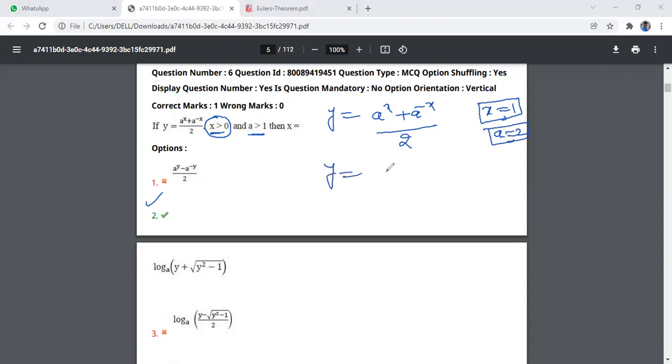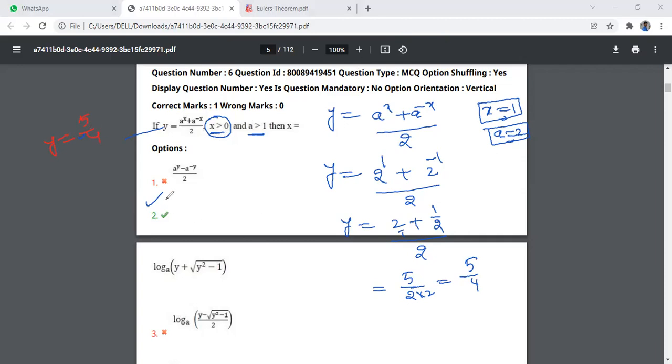Y is equal to, in place of a I have to take 2, in place of x I have to take 1, plus 2 power minus 1 by 2. How much we are getting here? Y is equal to 2 plus this 2 power minus 1 means 1 by 2, and this is by 2. How much you are getting? This is LCM, we have to take 2 plus 5 by 2 by 2. That means this 2 will be multiplied here, 5 by 4. Okay, we got y is equal to 5 by 4.